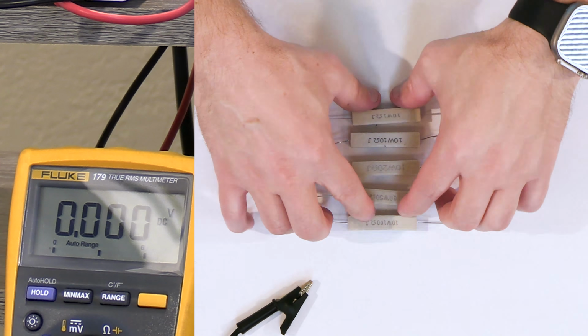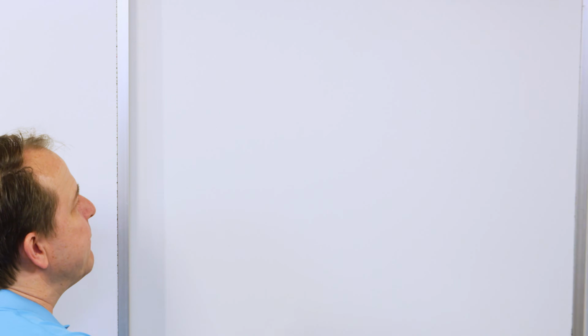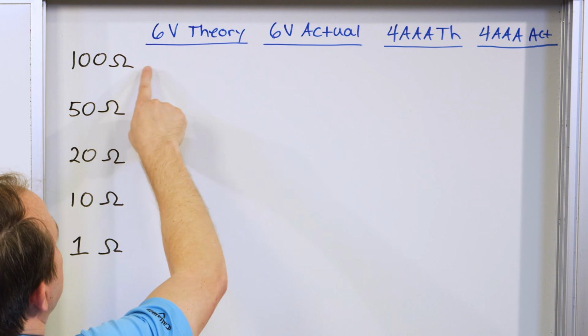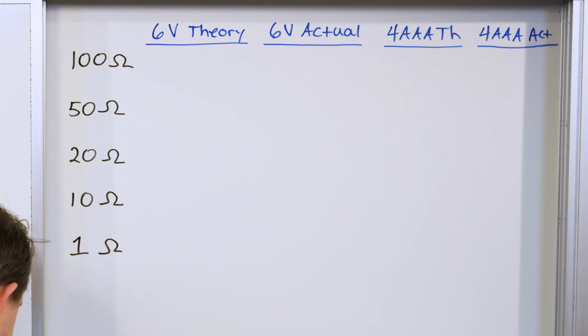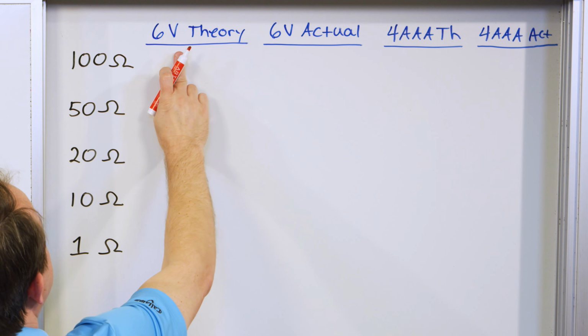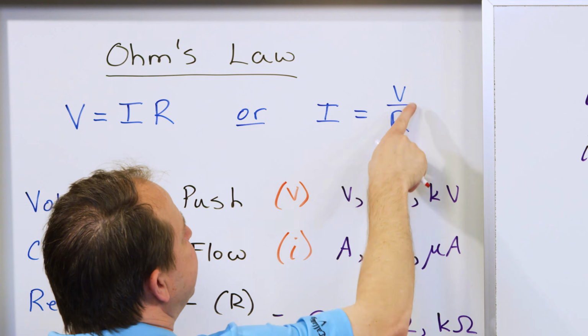So what we're going to do is start off with only the 100 ohm resistor. And we're going to hook it up to a battery here, it's a 6-volt battery, and I have a table on the board that we're going to fill out. The first resistor in the list is 100 ohms, and we're going to, in theory, calculate what the current should be in this case. What should the current be? For 6 volts and 100 ohms, how do we find the current? According to Ohm's law, I is equal to V over R.